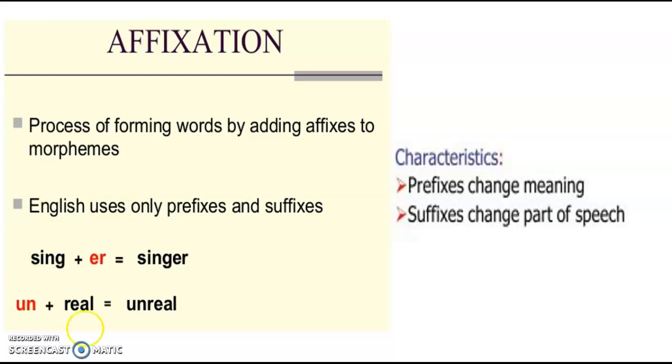But what happened in the other term? Singer. We have the base form sing, which is a verb, and we add the suffix er. So in that case, the suffix changes the part of speech. Now we have the word singer. So we make a change. We change the verb, adding the suffix er, and now we have a noun. So we change the verb to a noun. So that is affixation, guys.